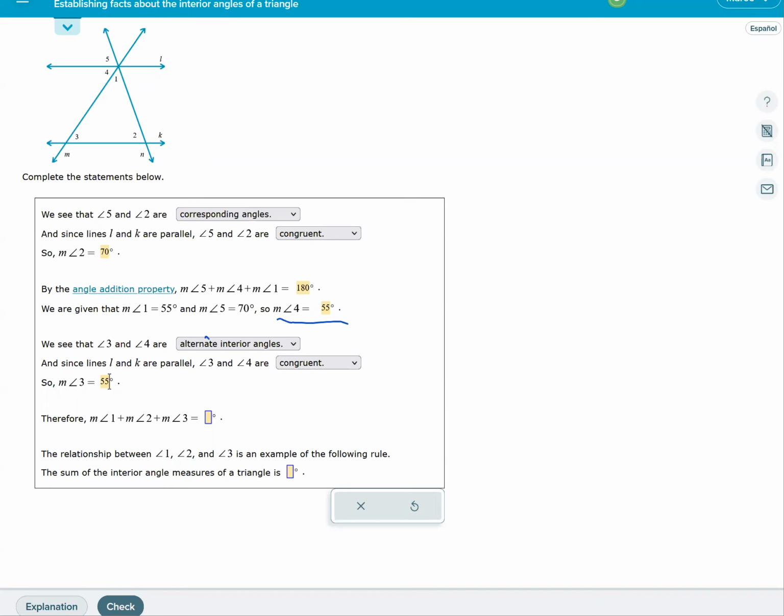Therefore, measure angle 1, 2, and 3 add up to what? So 3 was 55. Measure angle 1 is 55. And measure angle 2, we said, was 70. When you add those up, you get 180 degrees. And that's the inside of our triangle there. We just proved it using parallel lines and a transversal. So the relationship between these three angles is an example of the following rule. The sum of the interior angle measures of a triangle is 180 degrees.